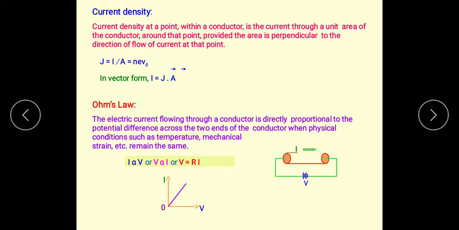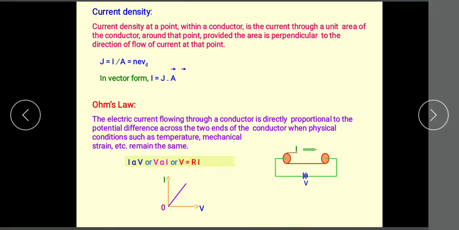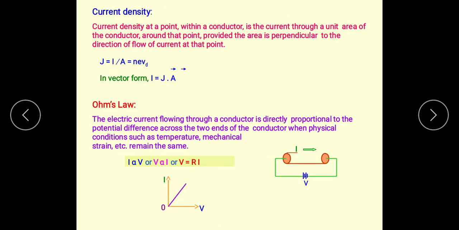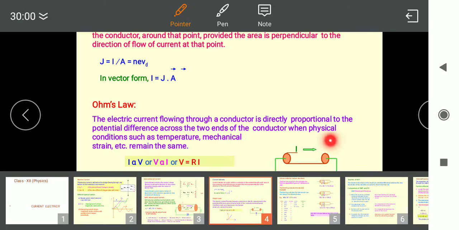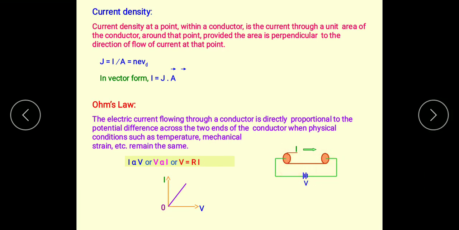Now when we flow a current through the conductor by using a battery, the electric current is directly proportional to the potential difference across its two ends. The current flowing through this conductor is always directly proportional to the potential difference across the ends of this conductor. The condition here is that the temperature and mechanical strain should be constant.